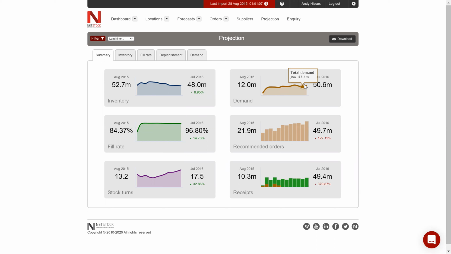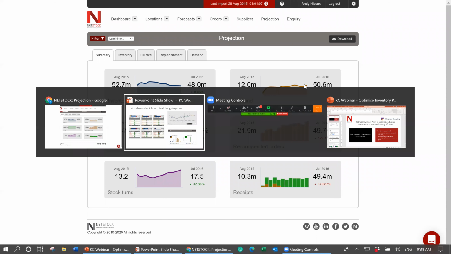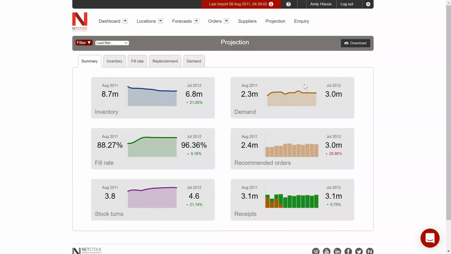So this is our prediction into the future that we want to check to make sure that what we're planning to do is actually going to take us where we're going to go. So let's have a look. Sorry, I keep pressing the wrong button. Let's have a look at a scenario which looks far more amenable.